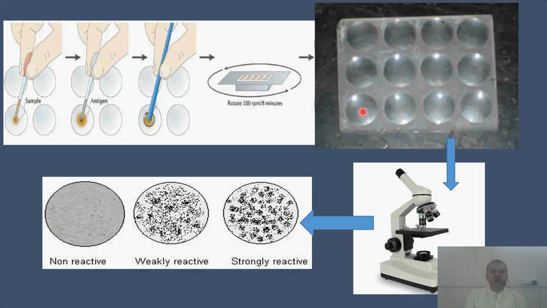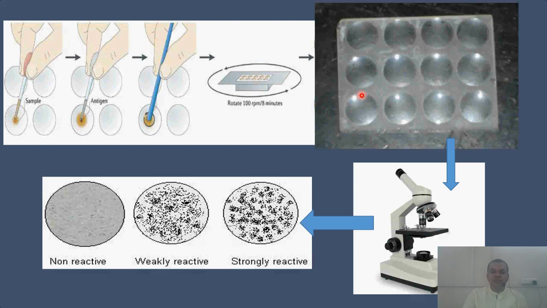So this is the particular tile which is having wells. These are the wells in this tile. This is the glass tile having concave wells. In that well we have to add the sample and antigen simultaneously and mix it. You mix it, and then keep it on the rotator for 8 minutes.